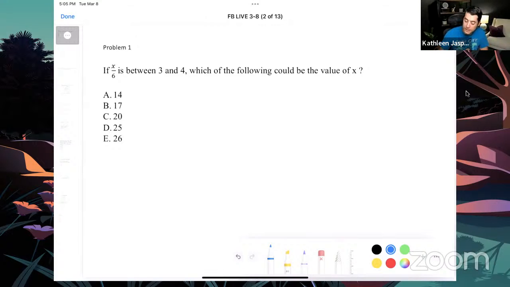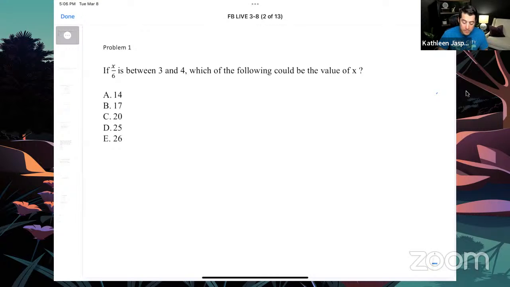Those are my two things that I always say at the beginning of these sessions. All right, let's roll right into it. We've got this first problem here. It says, if x over 6 is between 3 and 4, which of the following could be the value of x?